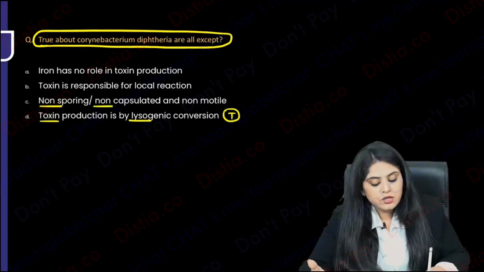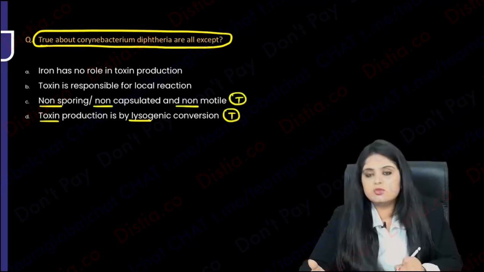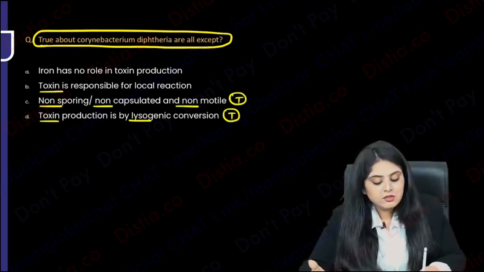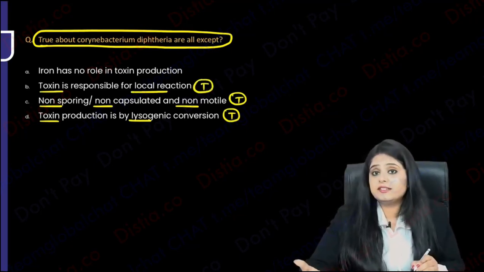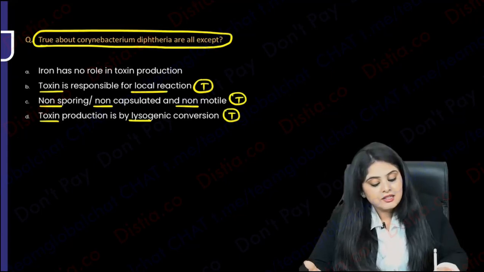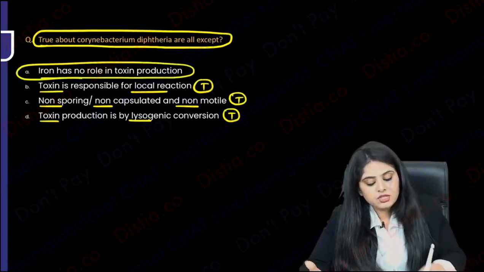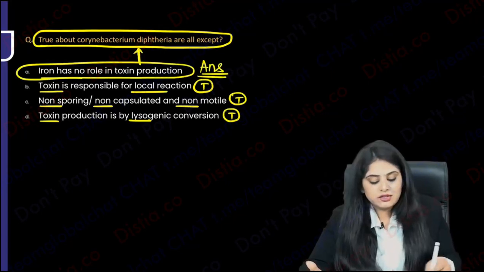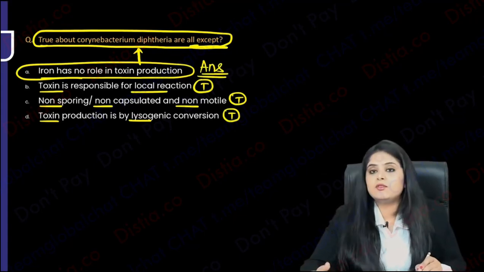Are they non-sporing, non-capsulated, non-motile? Yes, everything was non. Is the toxin responsible for a local reaction? Yes, I've seen that in the Schick test. Iron has no role in toxin production. No, iron definitely has a role in toxin production, and that is what we had studied. So that is the wrong statement that you have over here.